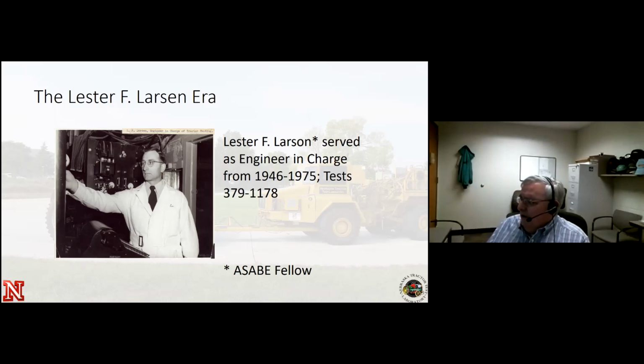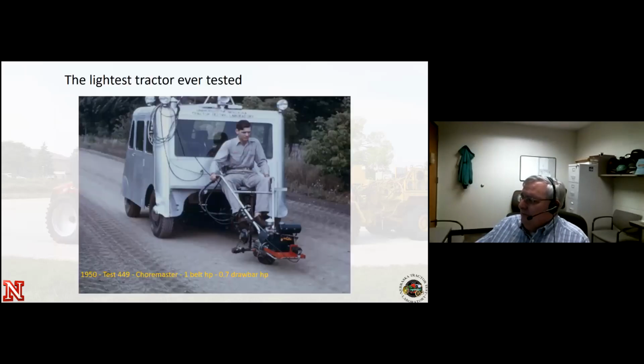He is also an ASAB fellow. He's the longest serving director of the place for a 30-year period and about 800 tested tractors. Just some interesting stuff. The lightest tractor we ever tested was this Choremaster, 1 belt horsepower and 0.7 drawbar horsepower. It was a walk behind, so the operator's actually riding on the front of the load car.